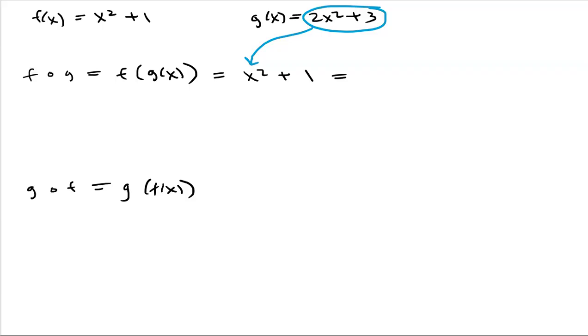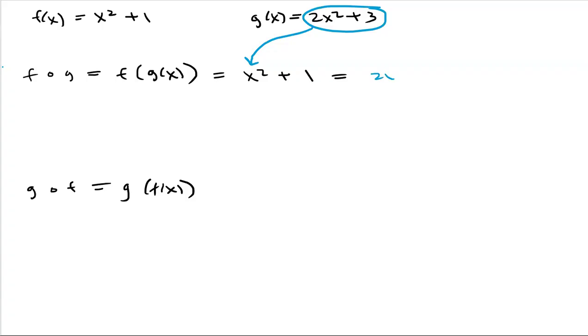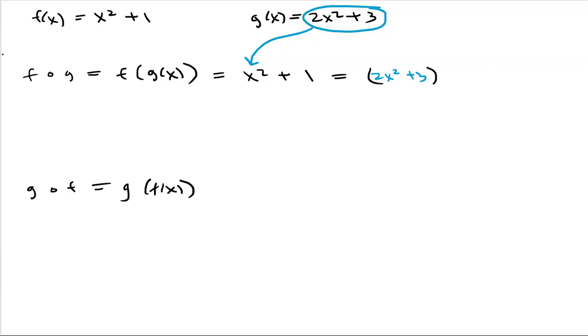Okay. So then this becomes 2x squared plus 3 raised to the second power plus 1. So again, whatever I have for g of x, I'm plugging it in for x. So that's what I'm showing here. And then we just expand this.